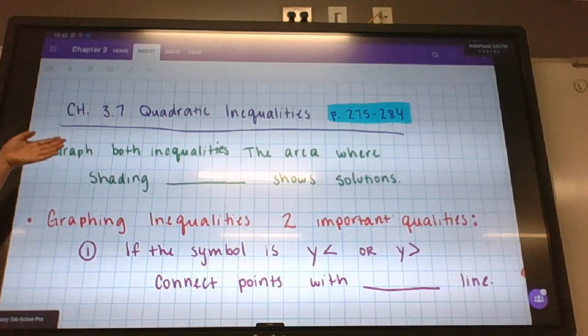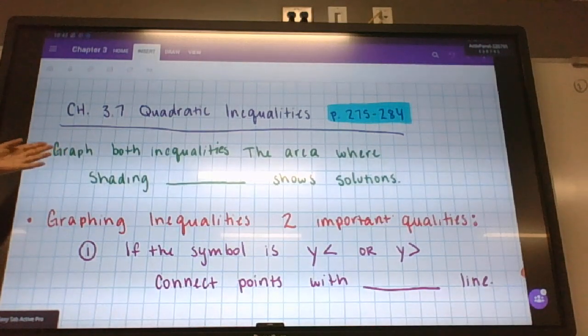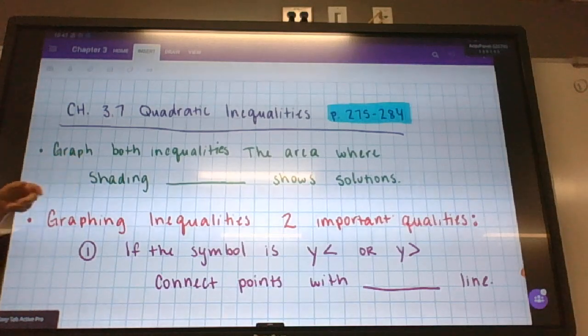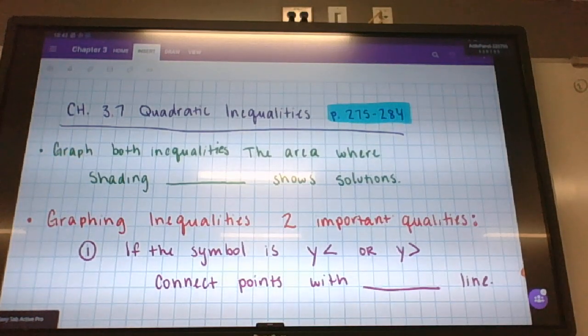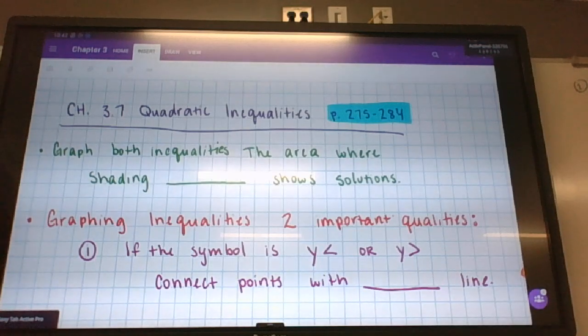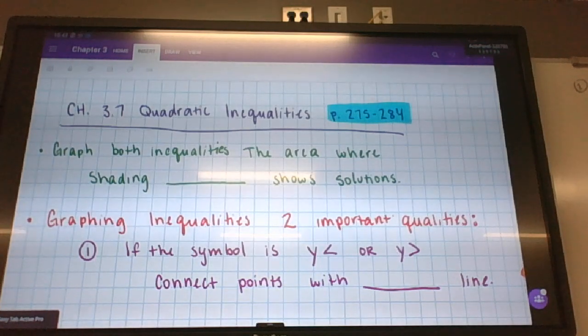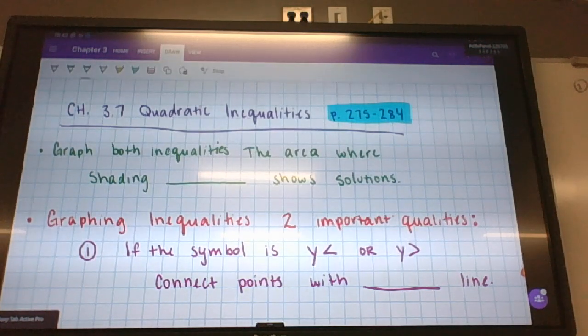This is our goal today. We're going to graph both inequalities. The area we're shading blank shows solutions. What word can we put in there? Colin? Overlaps. You got it.